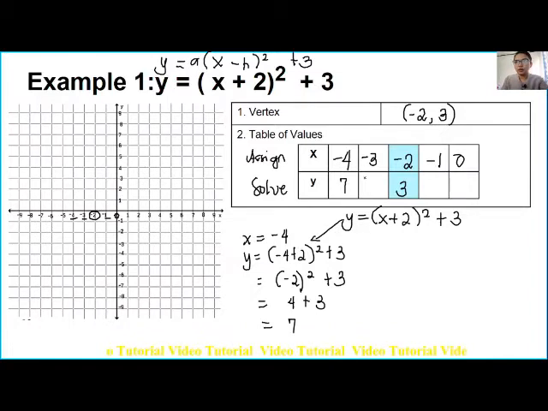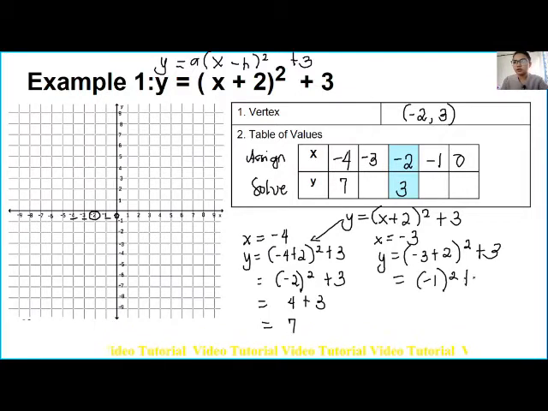For the value of y when x equals negative 3, let us solve. y equals the quantity of negative 3 plus 2, quantity squared, plus 3. So this will be negative 3 plus 2, that's negative 1, and then quantity squared plus 3. Negative 1 squared is positive 1, plus 3. This is just basic addition. 1 plus 3 is 4. Therefore, the value of y when x equals negative 3 is 4.